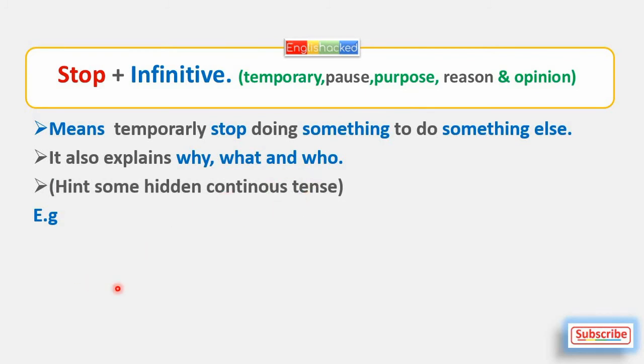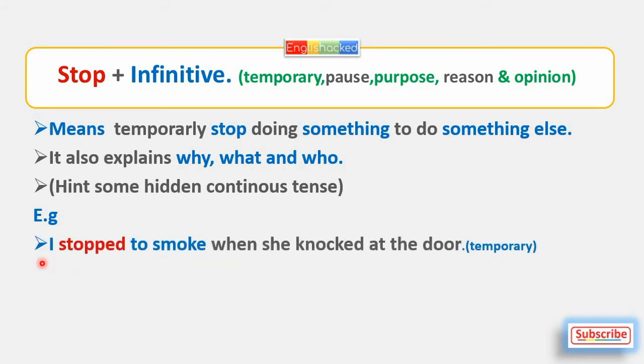So the hint is that again there's the continuity in the message. For example, I stopped to smoke when she knocked at the door. You see, I stopped to smoke. Here it means I was smoking and somebody knocked at my door, so I stopped temporarily. I was smoking, then somebody knocked. So you see that temporary pause?